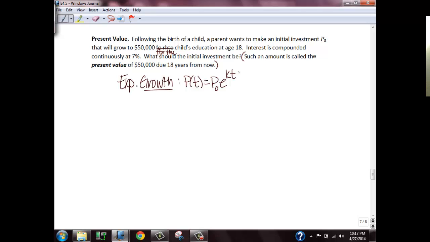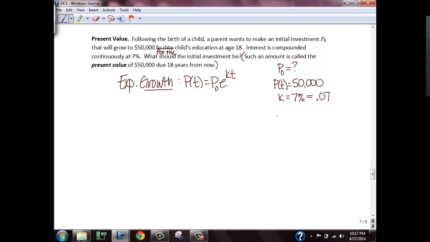All right, so we're going to go ahead and plug in everything that they gave us and figure out what we're missing. Okay, so again, I'm just going to go ahead and write over here. Let's see. P naught is what we don't know. So we don't know what that equals. Our ending amount, P of t, we want it to grow to $50,000, right? Our constant, or the rate, it says 7%. And remember, we write that as a decimal. So 7% as a decimal would be 0.07.